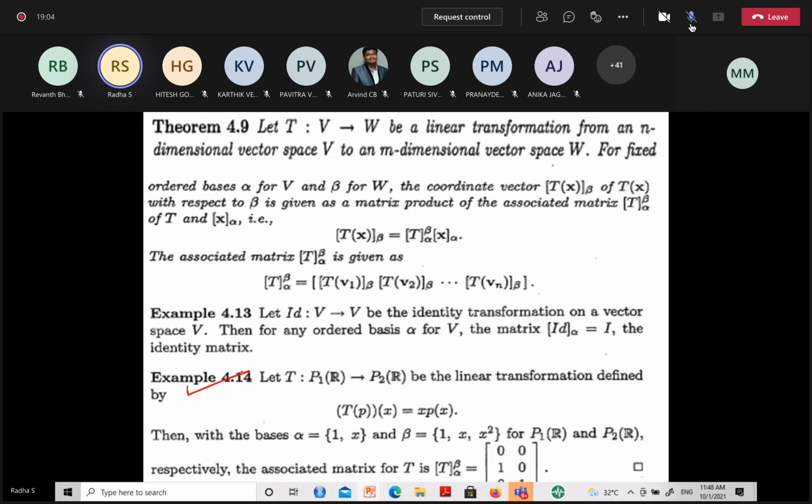Take down this question. Let T from P1(R) to P2(R). We just take down the question and then see. Till here you take down. The question is, find the matrix of T from alpha to beta. I'll tell you what is the matrix.